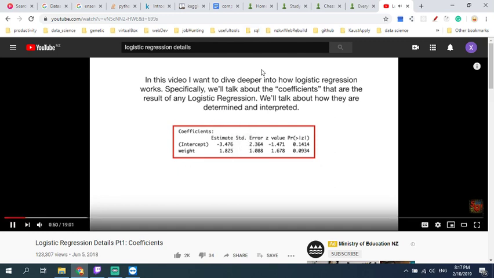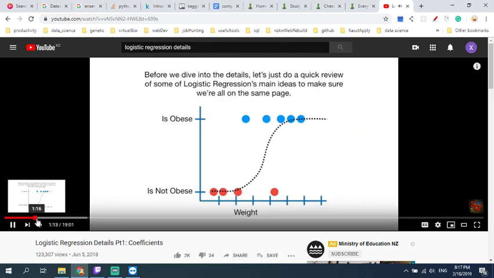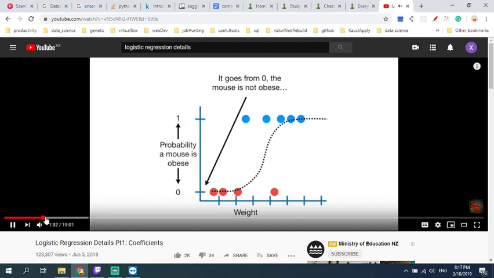that are the result of any logistic regression. We'll talk about how they are determined. Before we dive into the details, let's do a quick review of some of logistic regression's main ideas.